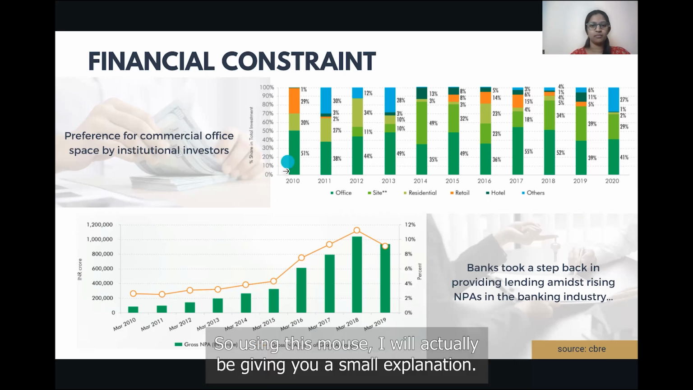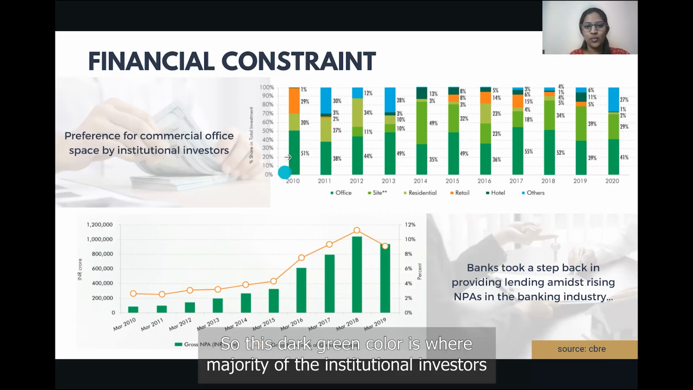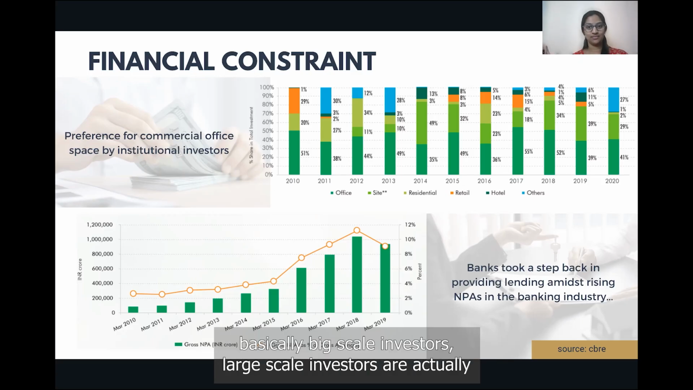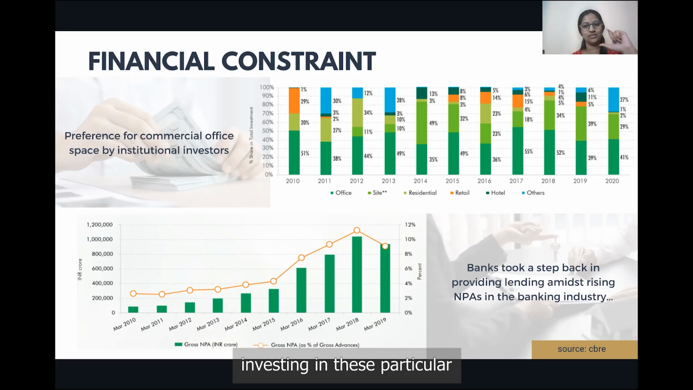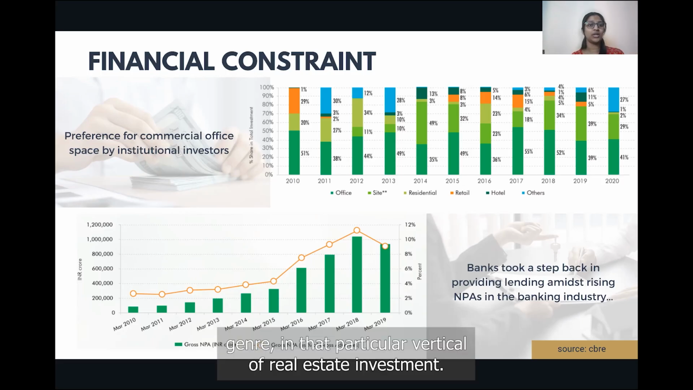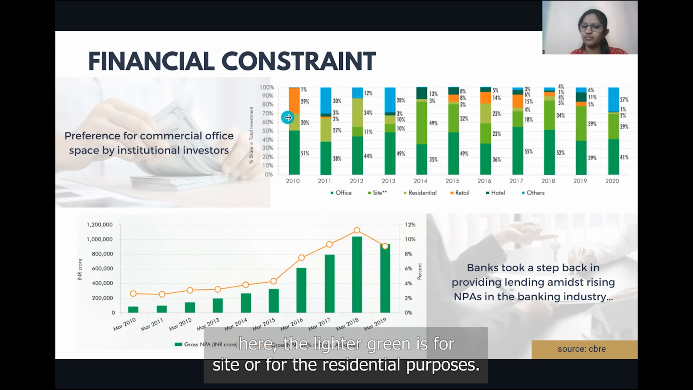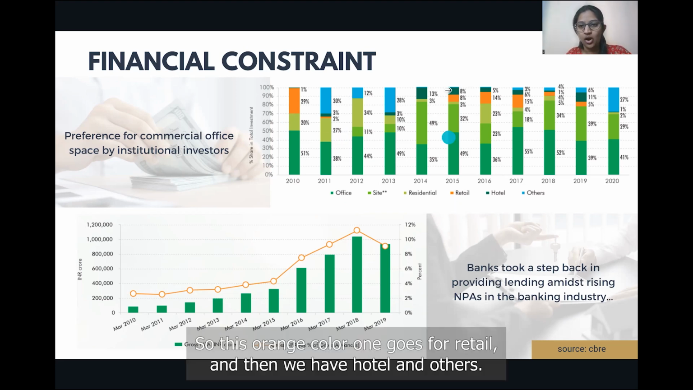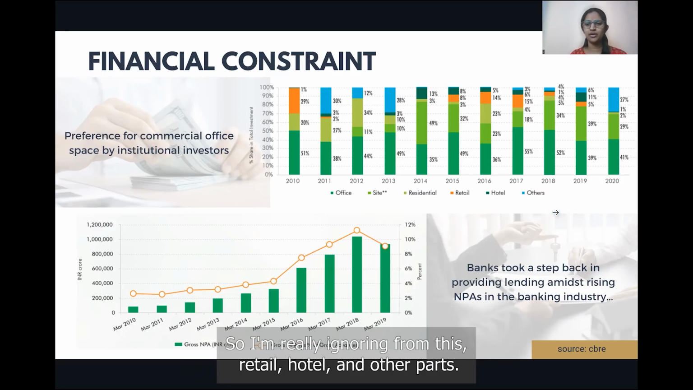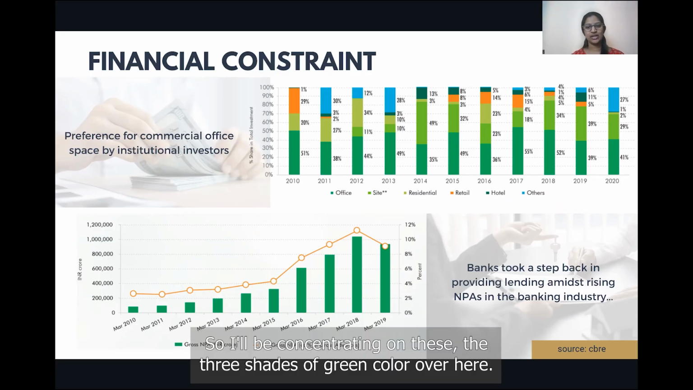Using this mouse cursor, I will be giving you a small explanation. This dark green color is where the majority of institutional investors, basically large scale investors, are investing in that particular vertical of real estate investment. The dark green signifies the office, like it is mentioned here. The lighter green is for sites or for residential purposes. This orange color goes for retail, and then we have hotel and others. I'm ignoring retail, hotel and others, so I'll be concentrating on these shades of green over here.